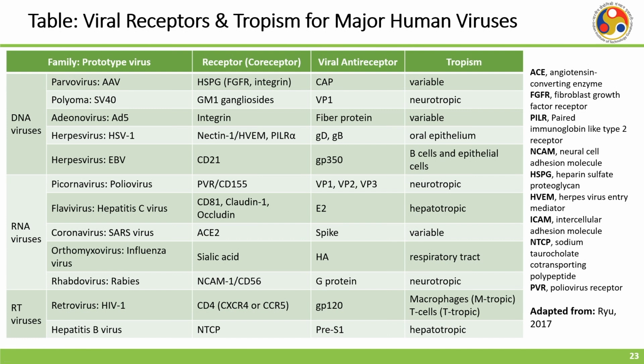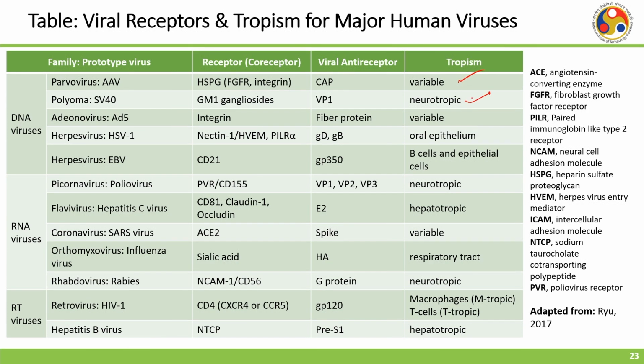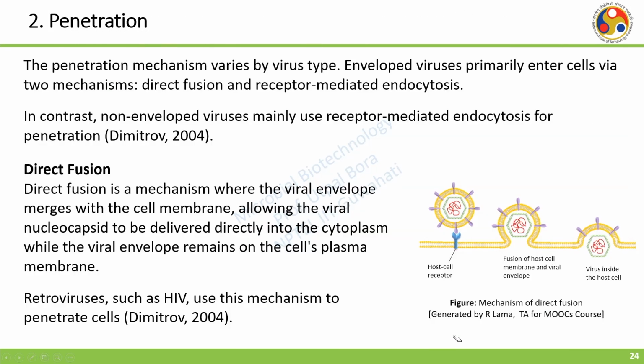So, based on these tropisms, they can be classified as, for example, neurotropic, or they may target oral epithelium, beta cells and epithelial cells. Then they may be hepatotropic, or they may have tropism towards the respiratory tract. And then they may have tropism for the macrophages and so on.